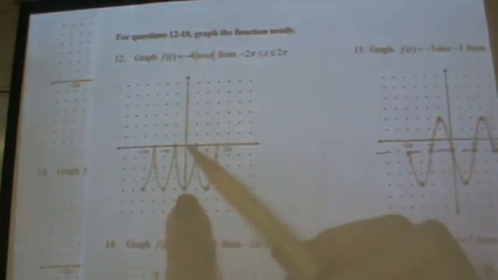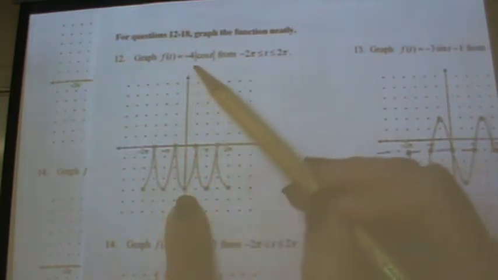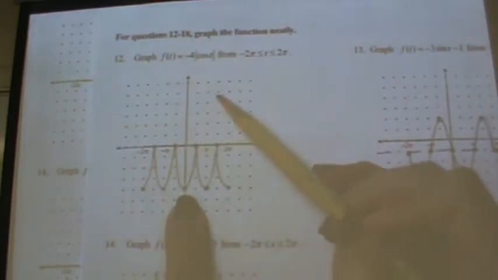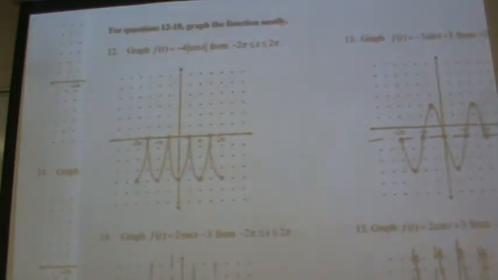So for number 12, the reason why the amplitude is 4 is because of the 4 there. And why is it upside down? Because it's flipped. If this negative weren't there, it would be the way I have it drawn on the paper. Questions on that?